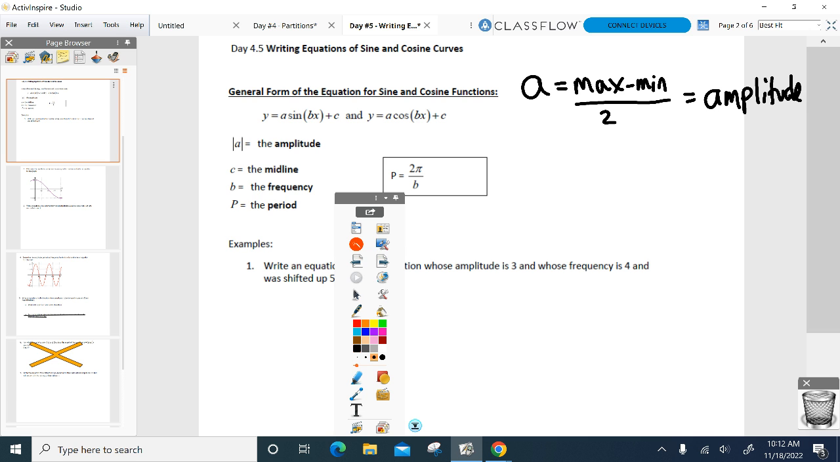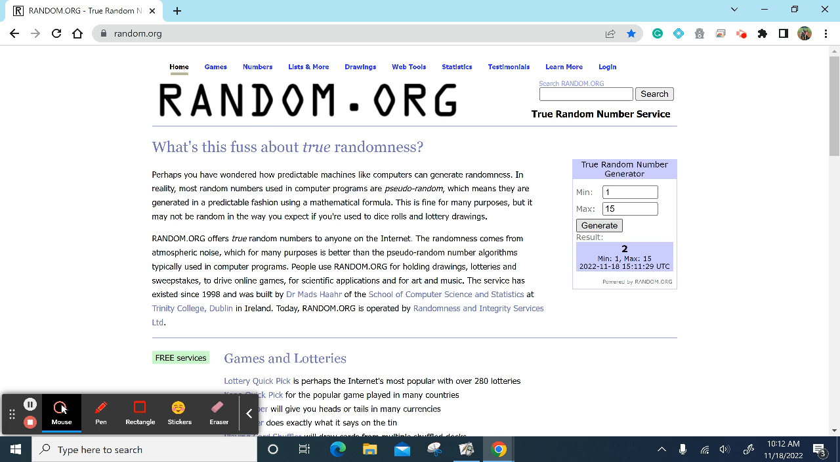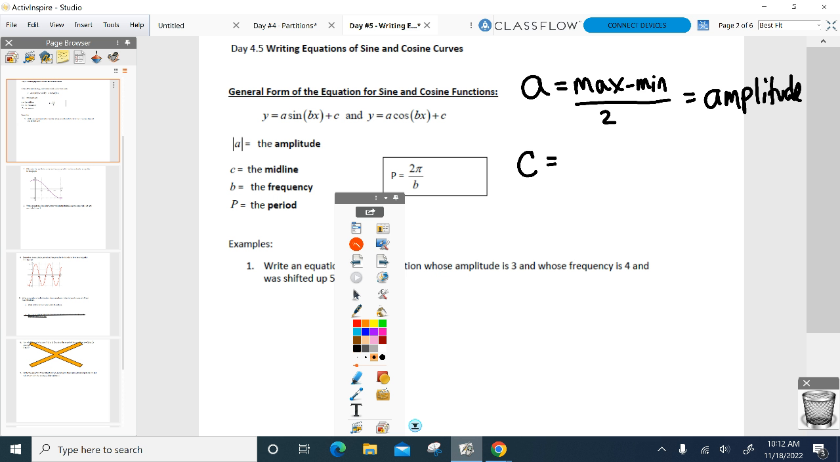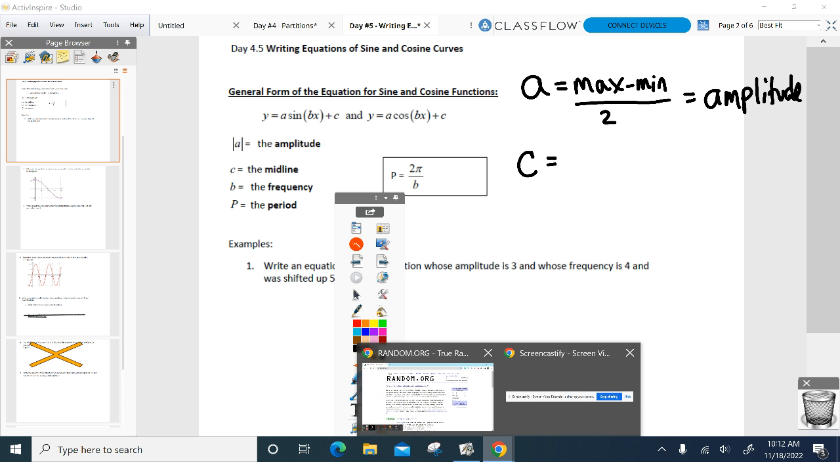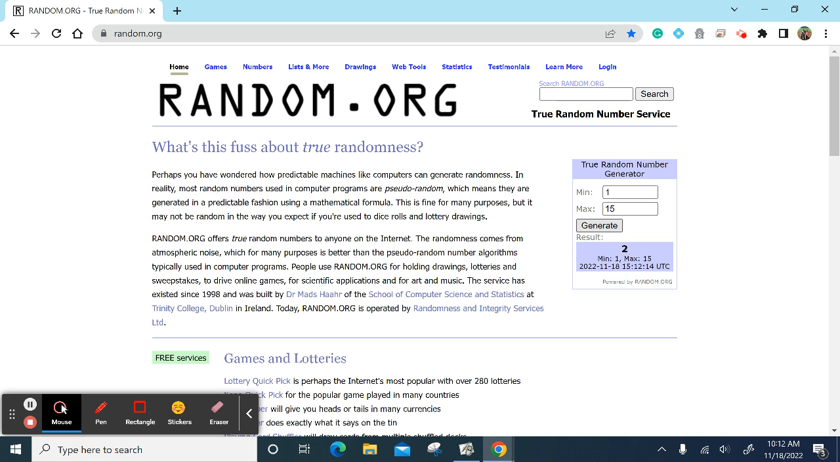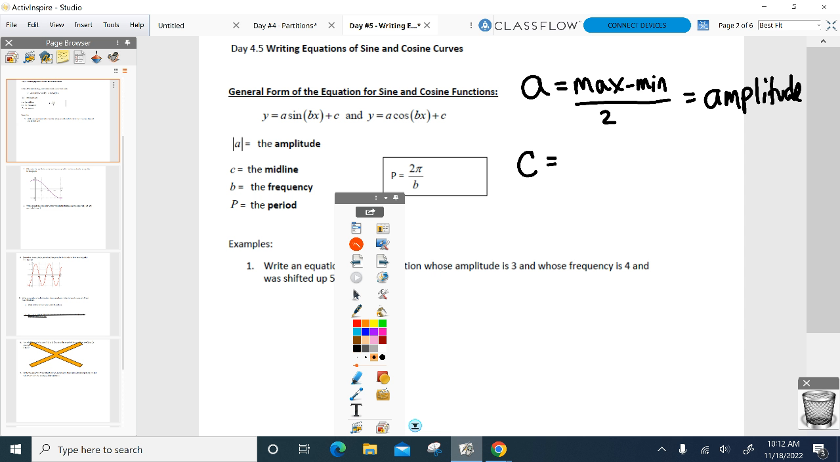I'm going to skip over B and go right to C because they're very similar to each other. Tell me anything you know about the C value. What do you know about the C value? Nope. Max plus min divided by 2. Max plus min divided by 2. What's the C value also known as?